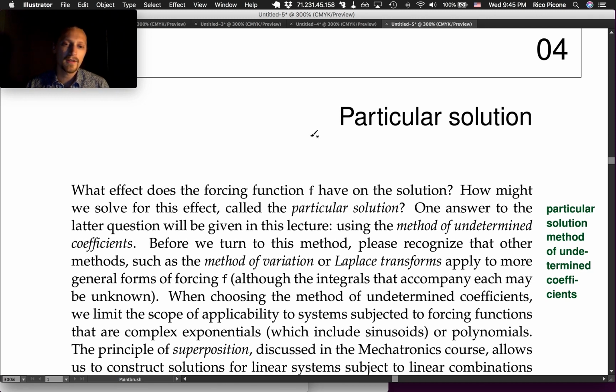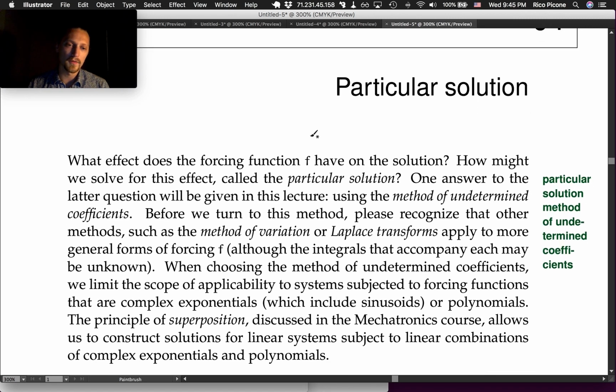Before we turn to this method, please recognize that other methods, such as the method of variation or Laplace transforms, apply to more general forms of forcing f, although the integrals that accompany each may be unknown. So we're only going to be considering a sort of limited class of forcing functions. So that's important to keep in mind.